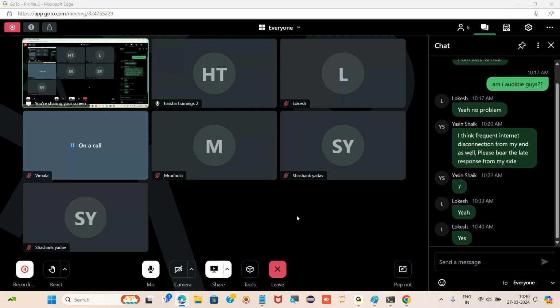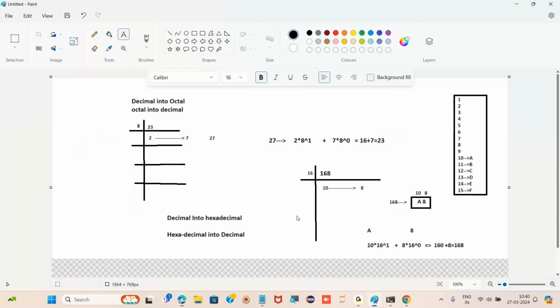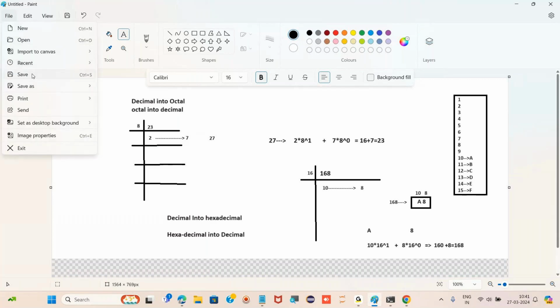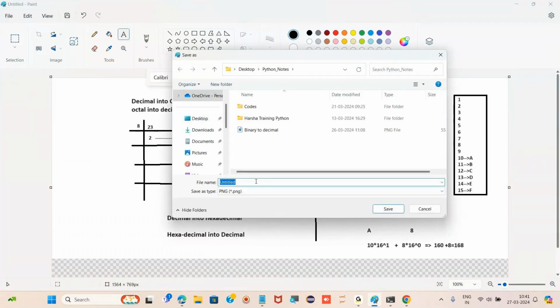Fine. This is how we can convert the number systems: decimal to binary, binary to decimal, similarly decimal to octal, octal into decimal. Likewise, decimal into hexadecimal also we can convert, and hexadecimal into decimal. This is simple, right? If you have any doubt, you can ask me.